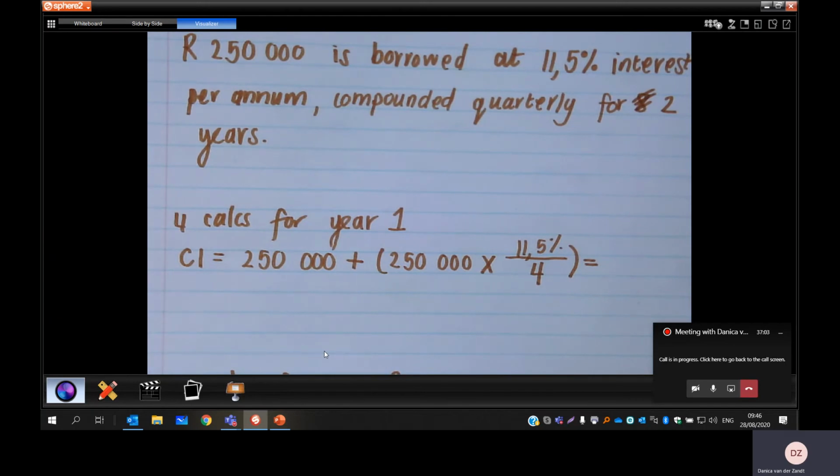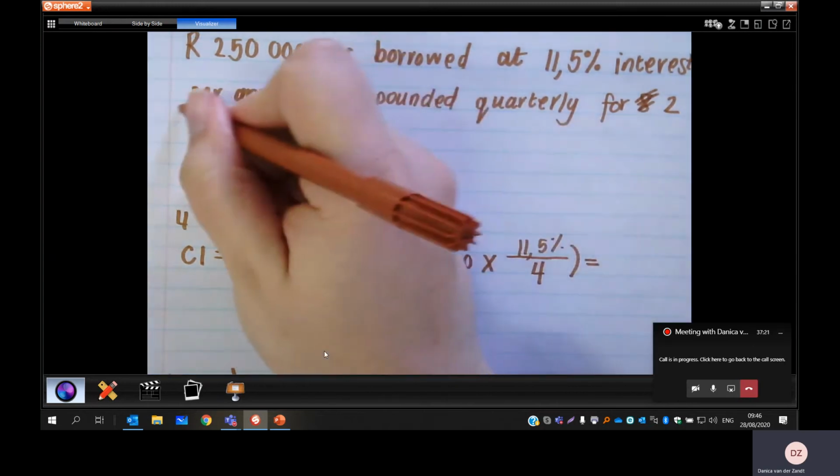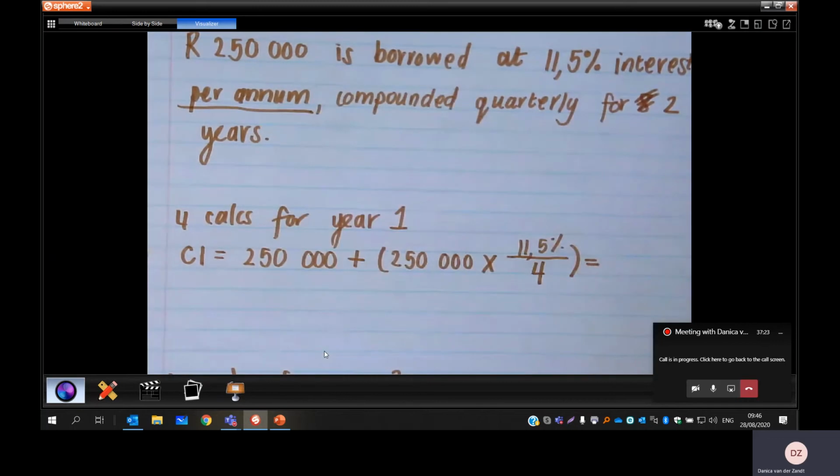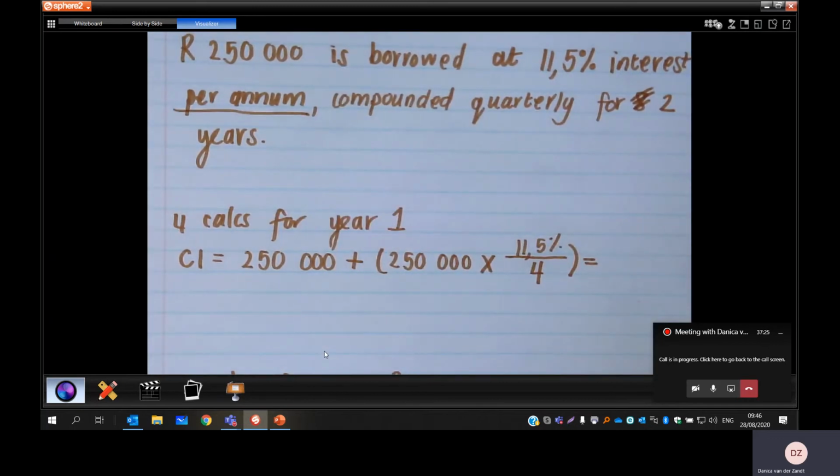So 2.875, 2.875, 2.875, 2.875 gives you your full 11.5% interest for the year. Okay? But your compound has to be a quarter, just like your year is split up into quarters. So that's why I said yesterday, be very careful that we are talking about interest per annum. But I would never give you a test that is not per annum. Definitely not in grade 10.